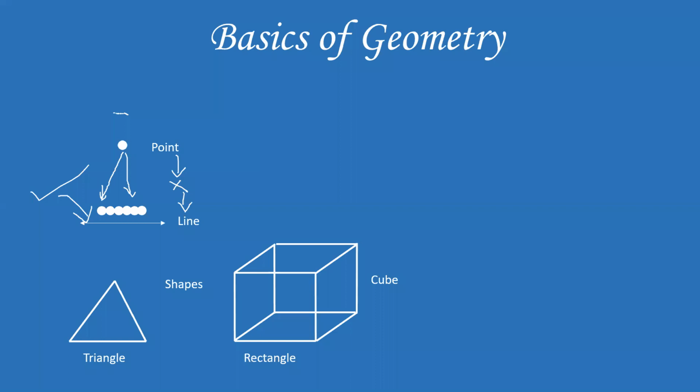So basically what I have done is I've used a single point. I combined many points to create a line. I combined many lines to create a shape. And then I kept on modifying the shape to create different shapes. Okay. पहले a triangle था, then I had a rectangle, then I have a cube.